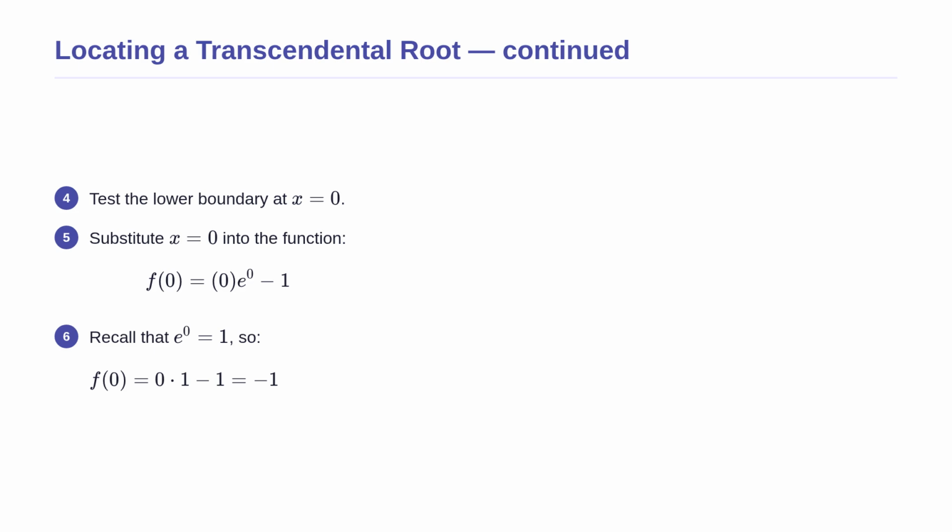Remember from basic math rules that any non-zero number raised to the power of 0 is exactly 1. So e to the power of 0 becomes 1. Multiplying 0 by 1 gives us 0 and subtracting 1 leaves us with negative 1. Just like in our first example, the function starts at a negative value. The curve is currently below the horizontal axis, waiting to see if it will rise.